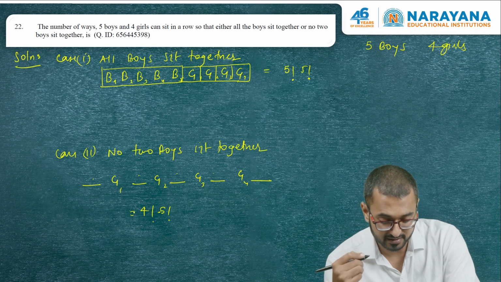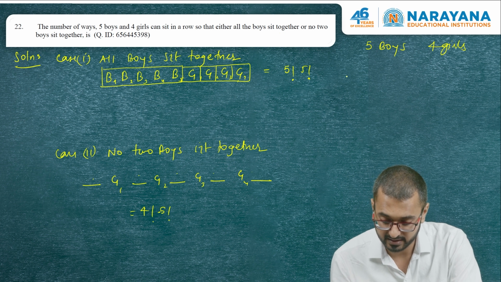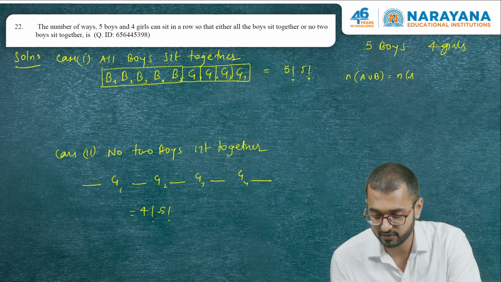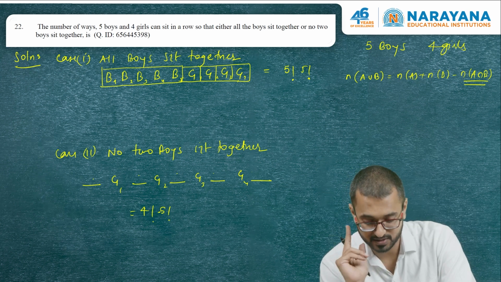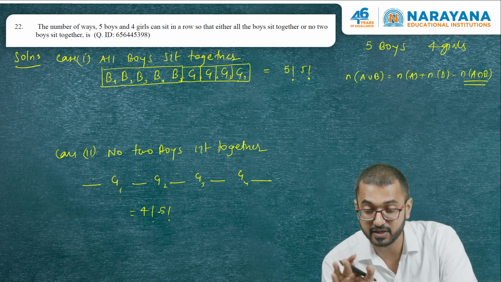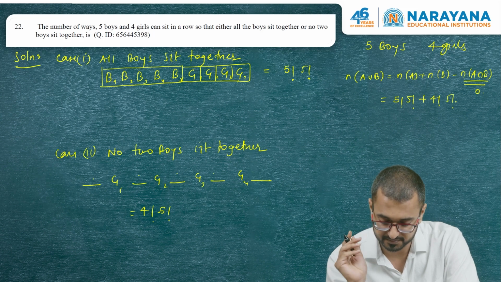So, case 1 and case 2, can we have anything in common? Because basically we want n of A union B, which means n of A plus n of B minus n of A intersection B. So we want to see the intersection. The intersection is what? All boys are together and no 2 boys sit together. So the intersection will be nothing, so this is gone and we just need to add both. So we get 5 factorial plus 4 factorial into 5 factorial.